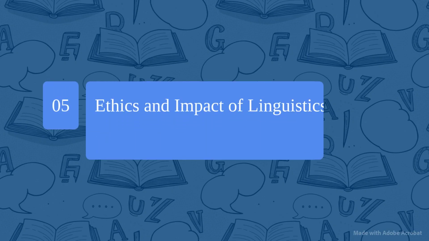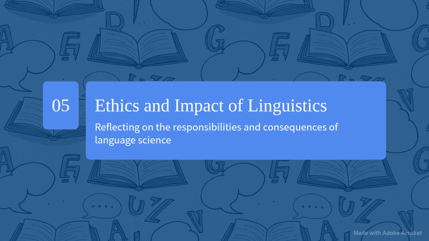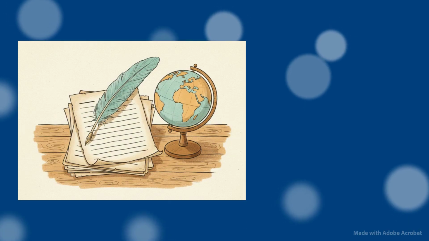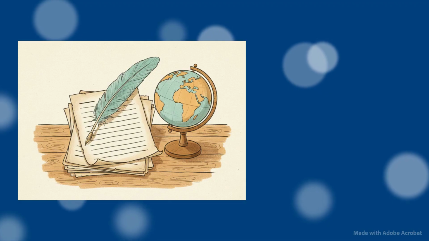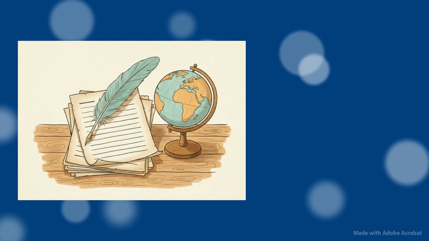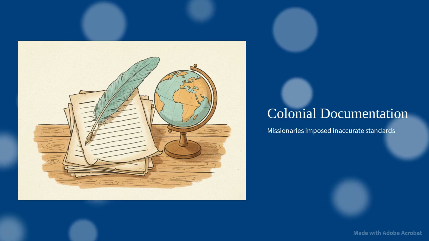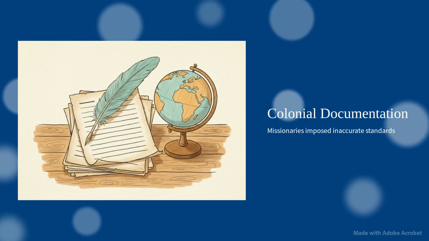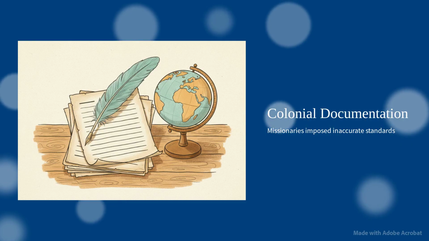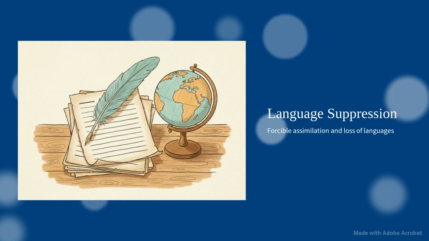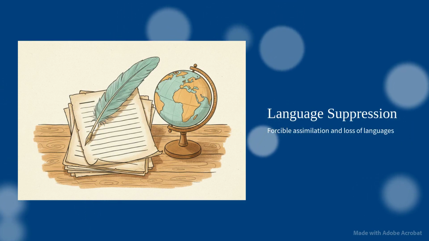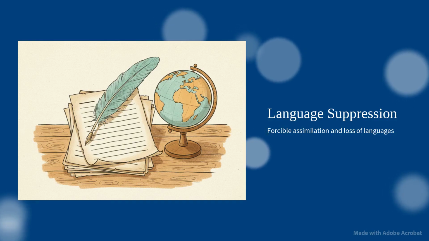Our final topic addresses the ethical dimensions of linguistics, how the field has caused harm, how it can do good, and what responsibilities linguists have. Let's acknowledge the historical harms caused by linguistics, especially in colonial contexts. Colonial missionaries documented indigenous languages through a European lens, often inaccurately, and imposed foreign standards. Policies like residential schools forcibly suppressed indigenous languages, leading to loss and trauma.